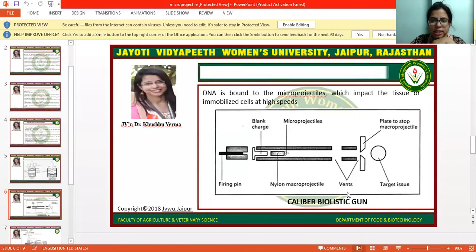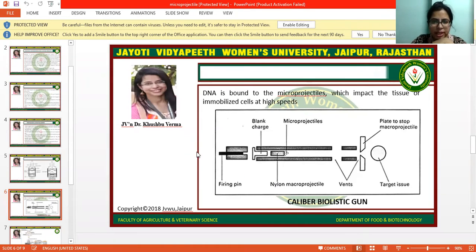Here you can see again a diagrammatic representation of a specific gun, which is known as the caliber ballistic gun. In this gun, there is a firing pin, and this is the blank charge. And this is the nylon microprojectile, which has microprojectiles coated by nylon, and these two vacant areas are known as vents. And this plate is used to stop the microprojectiles, and finally you are able to see the target tissue.